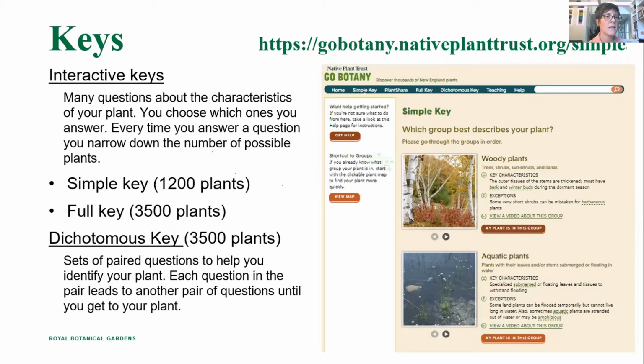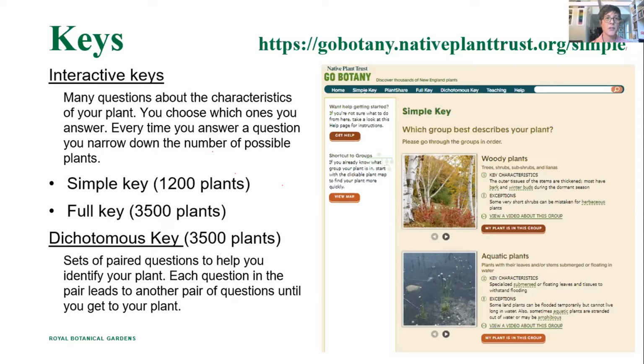Interactive keys are many questions, and each question will ask you about the characteristics of the plant that you're looking at. You choose which questions you want to answer in an interactive key. And every time you answer a question, it narrows down the number of possible plants.